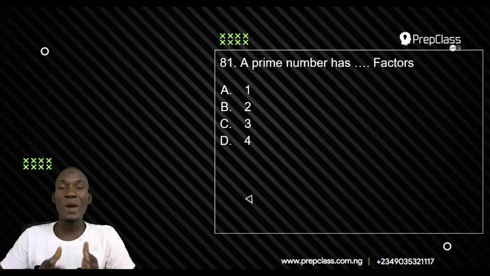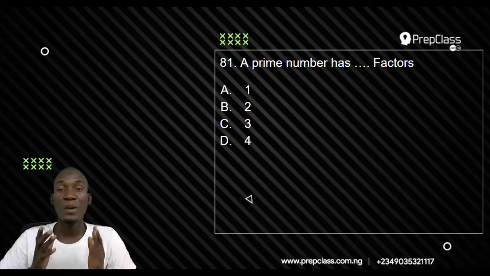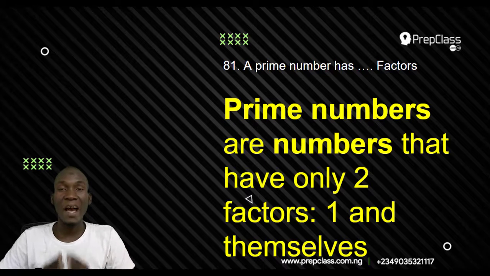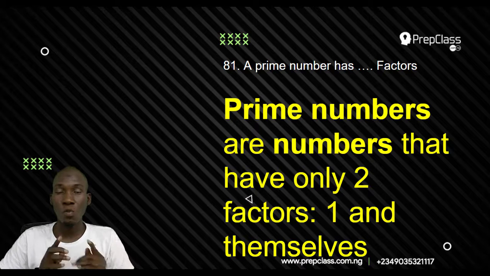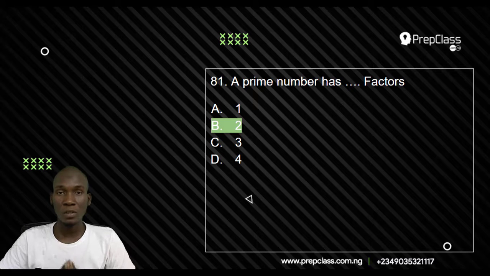Question 81. A prime number has dash factors. A 1, B 2, C 3, D 4. To answer this question, we simply define prime number. Prime numbers are numbers that have only two factors, 1 and themselves. Examples are 2, 3, 5, 7, 11, and so on. So our answer is option B, 2. A prime number has two factors.